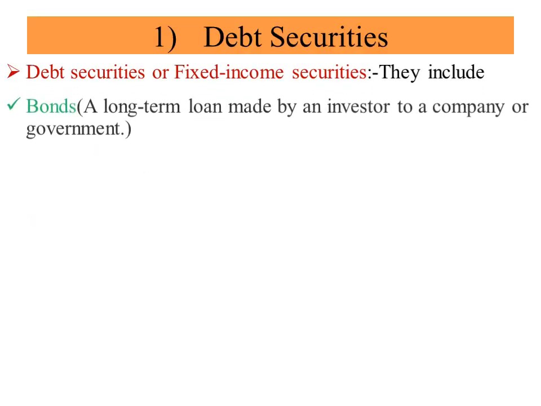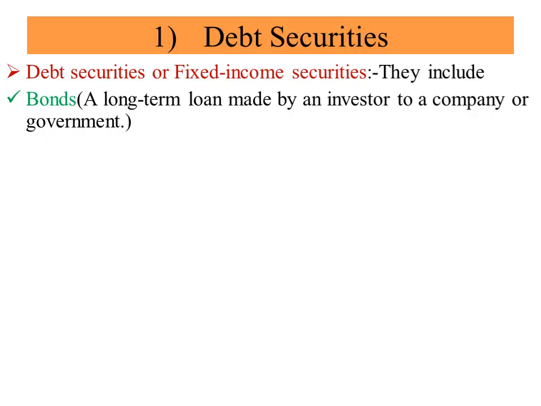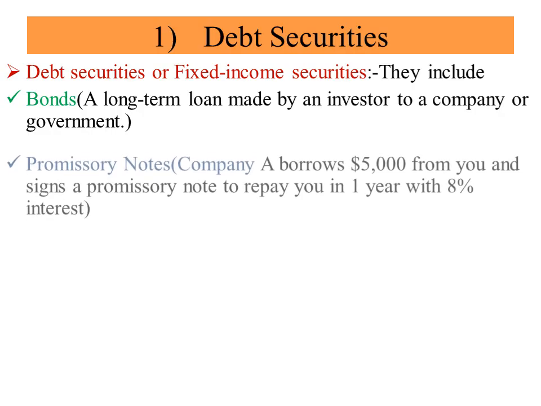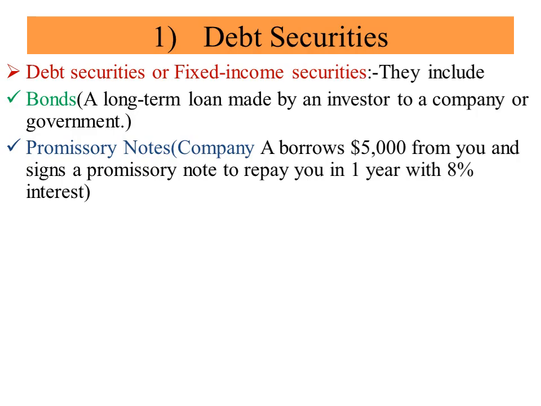When we come to debt security, or fixed income security, as we have said before, it includes bonds, a long-term loan made by investors to a company or to a government. Bonds can also be sold by the government. The maturity of a bond is a long period of time. That's why it is called capital market, as we divided based on maturities before.